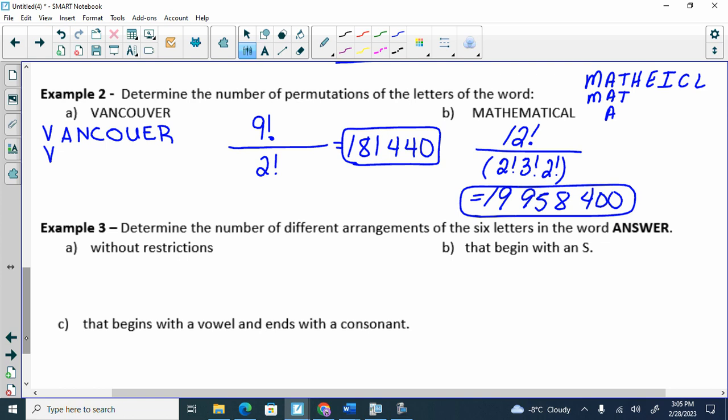So here it says, determine the number of different arrangements of the 6 letters in the word answer. So I go A, N, S, W, E, R. Wait a second, I just rewrote the word. If I just rewrite the word, I have no denominator, right? Perfect. Now, without any restrictions, how many different words could I make from answer?